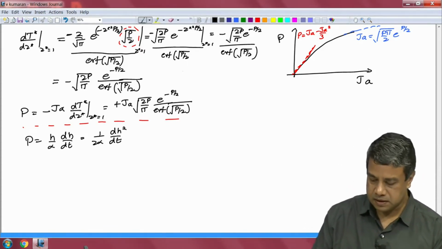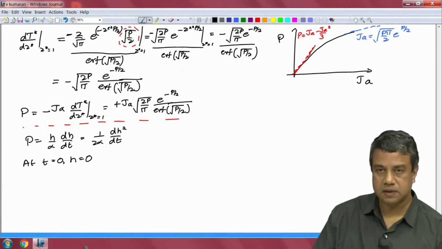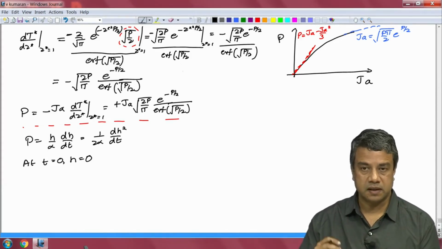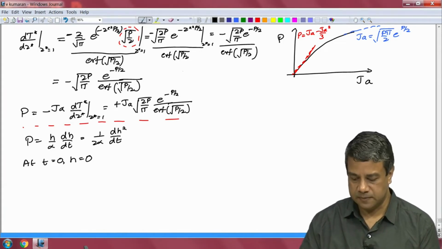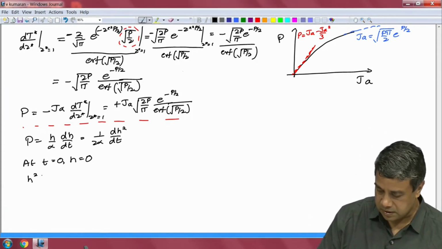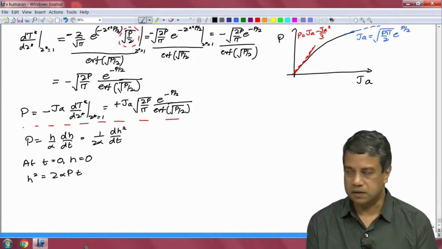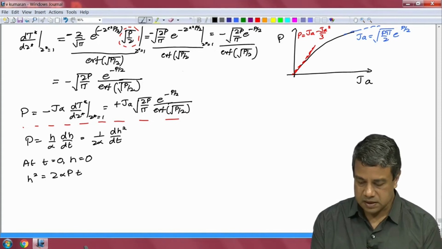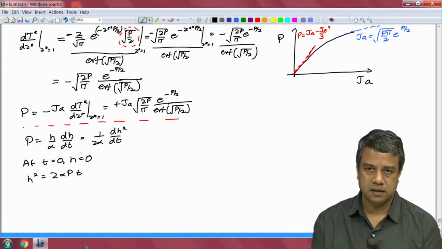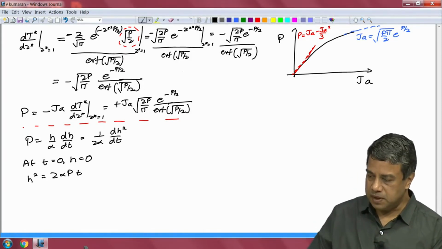So, if my initial condition is that at t is equal to 0, h is equal to 0, the entire block was solid. So, the height of the molten layer was 0 at time t is equal to 0, because the entire block was solid. Then I know that h square is equal to 2 alpha p times t. So, h square increases proportional to t. As time progresses, h square increases proportional to t, or h increases proportional to square root of t. And the value of p I get from this dependence of p on the Jakob number.